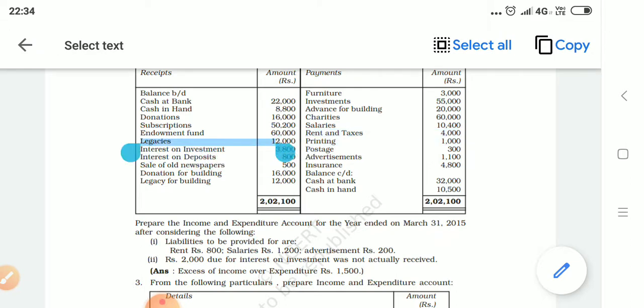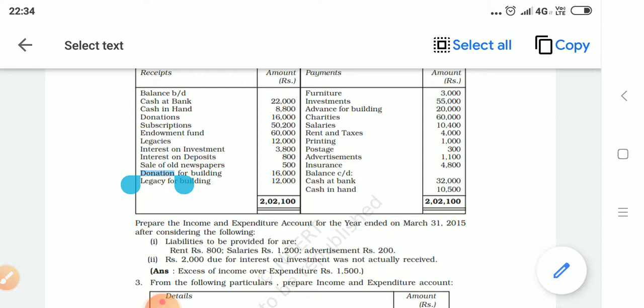Then we have interest on investment. Yes, it is a recurring income, so it will appear in the income side. Interest on deposit also income side. Sale of old newspapers. Now don't tell me, madam, we don't sell old newspaper every now and then. We sell it every month. So it is a recurring income, so income side. Donation for building. See here, you can see it is a specific donation. So donation for building will appear in the liability side of the balance sheet. It will not appear in income and expenditure account as it is a specific donation. The same thing is applicable for legacy also.